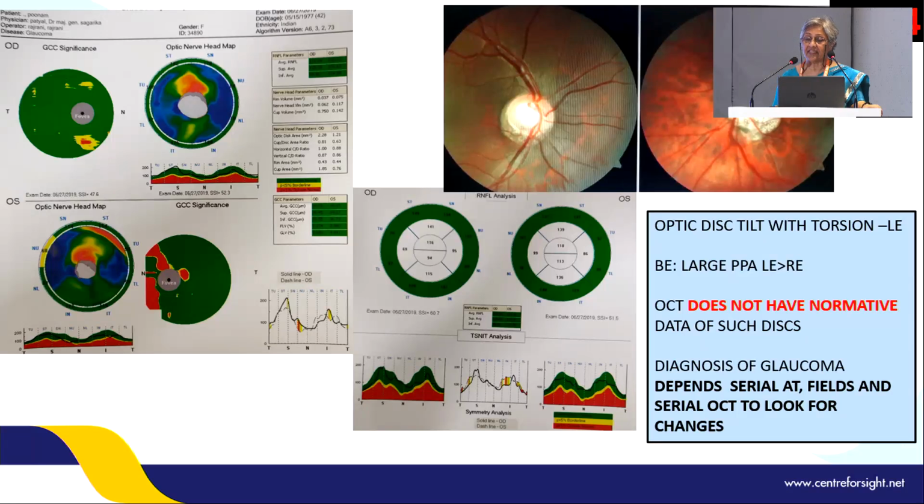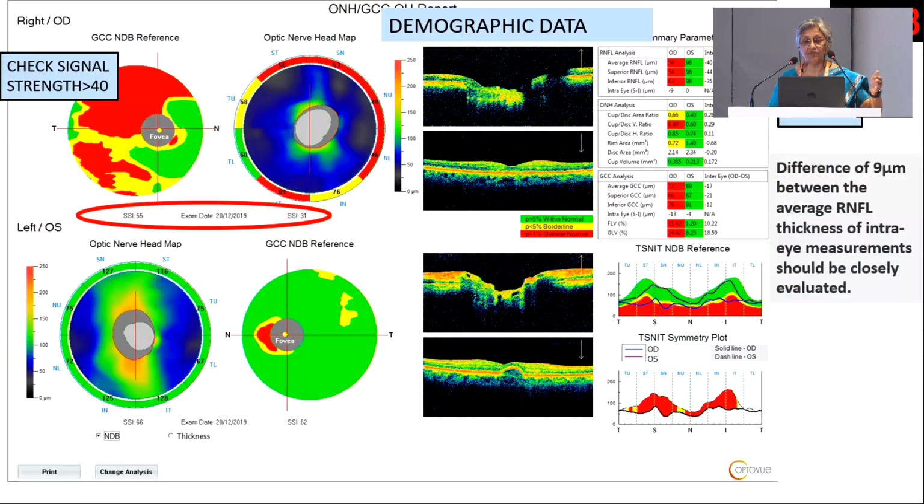So this is definitely an optic disc tilt and torsion in the left eye, with large PPA in both the eyes. OCT does not have normative data for such discs. Therefore, how do we now diagnose glaucoma in such cases? Diagnosis of glaucoma depends upon serial fields and serial OCT, because now this patient's OCT becomes the baseline for this patient, and we go ahead and keep on doing serial OCTs as and when the patient comes, when we call the patient, and then we check back.